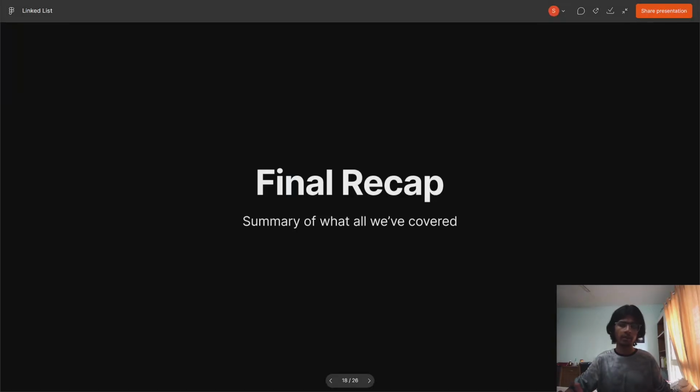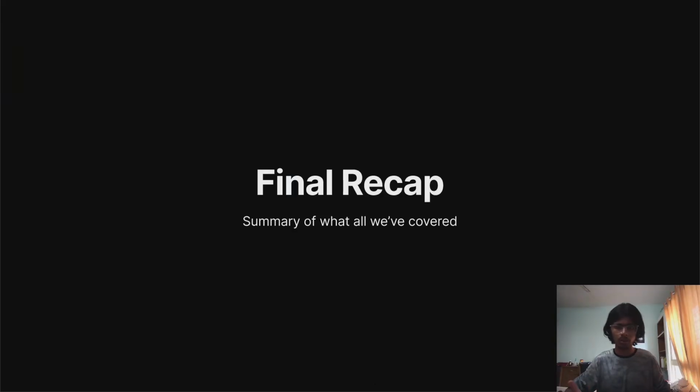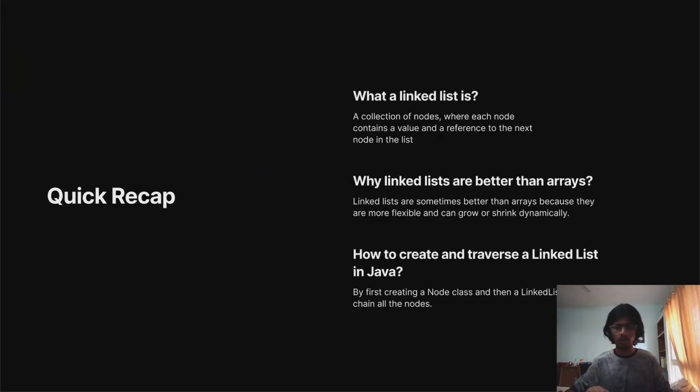Okay, so before ending this session, let's have a final recap of what we have covered. We have covered what a linked list is: a collection of nodes where each node contains a value and a reference to the next node in the list. Why are linked lists better than arrays? Well, they are sometimes better than arrays because they are more flexible in the case of insertion and deletion and can grow or shrink dynamically. And how to create and traverse a linked list in Java? By first creating a node class and then creating a linked list class to chain all the nodes.